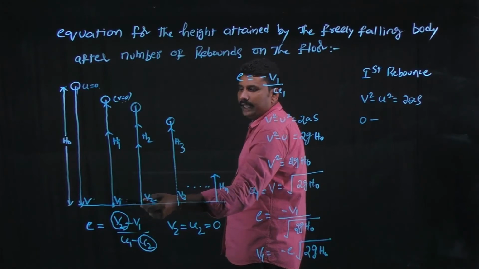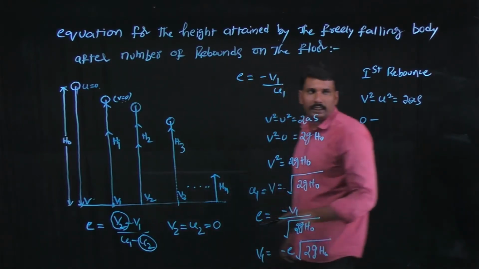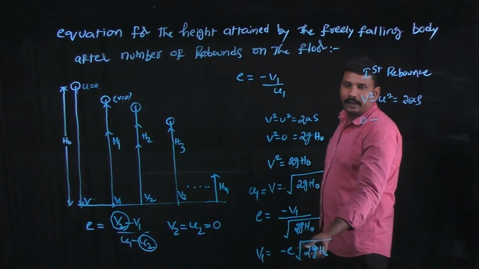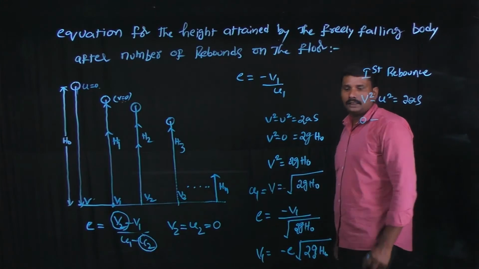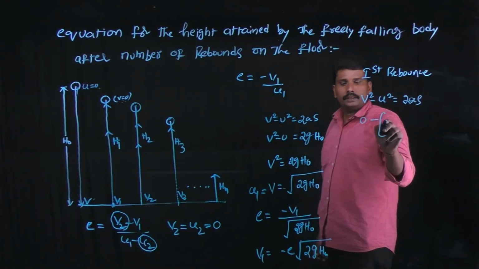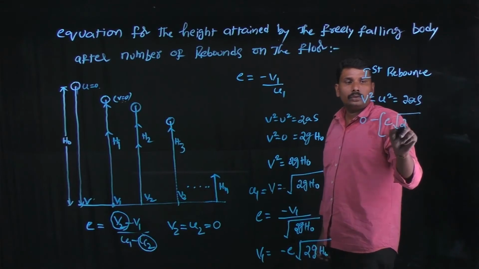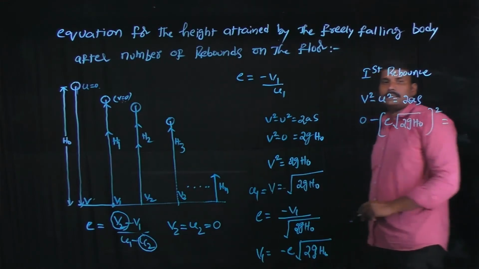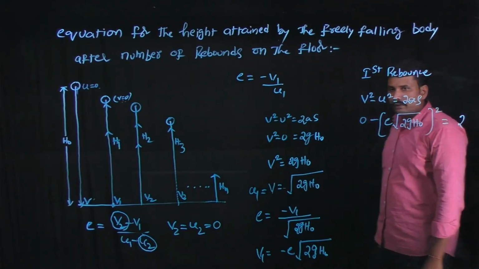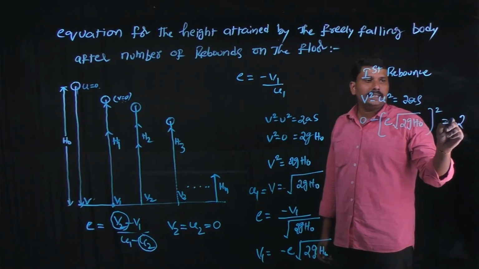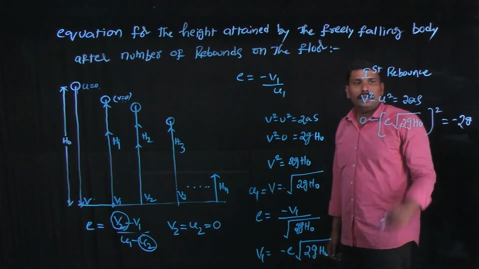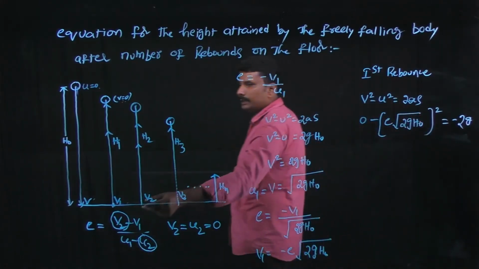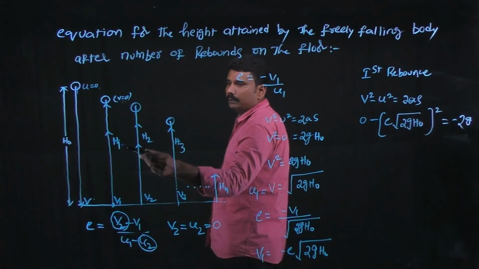This is the initial condition of the body for the first rebound, and this is the final condition. Initially it has the velocity v1. Here u is nothing but v1, and v1 is minus e into under root 2g h0. On squaring it, we get e under root 2g h0 whole square equals 2as. In case of a vertically projected body, acceleration is minus g, and s is the displacement travelled by the body in the first rebound. In the first rebound, the displacement travelled by the small sphere is h1.